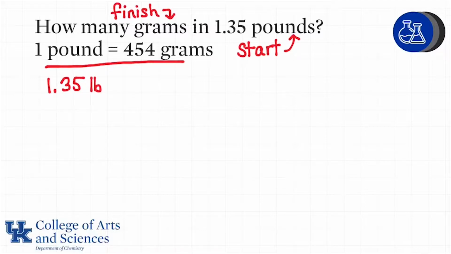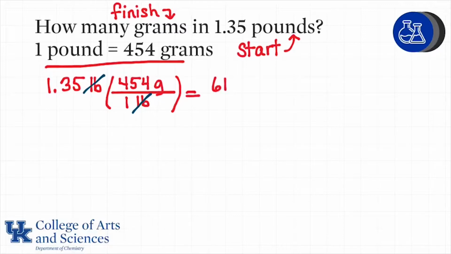We begin the setup of the problem by starting with our 1.35 pounds because that's the value given in the problem, and we've established that pounds is our starting unit. Now we set up our parentheses, and we're going to put pound on the bottom and 454 grams on the top because we want pounds to cancel. Now we can solve the problem and get 613 grams.